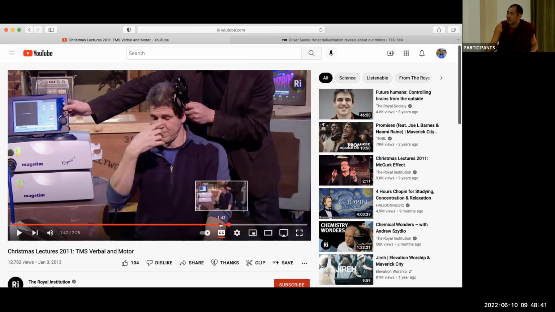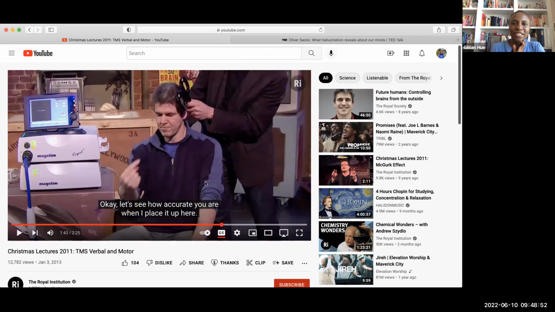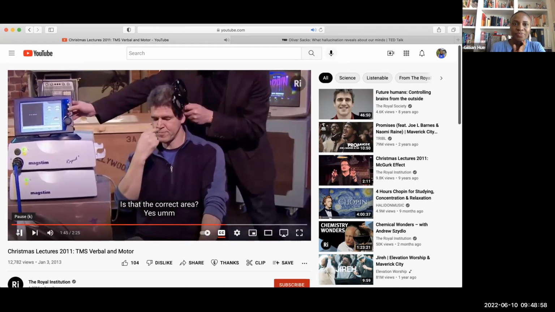Because the left hemisphere, the brain in the left hemisphere regulates the right side of the body. Very good. Okay, so let's look again and see he's practicing this movement. He's just practicing his movement. Place it up here. Is that correct, Eric? Yeah.